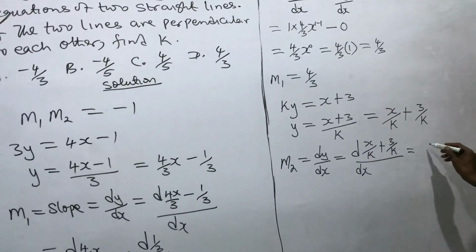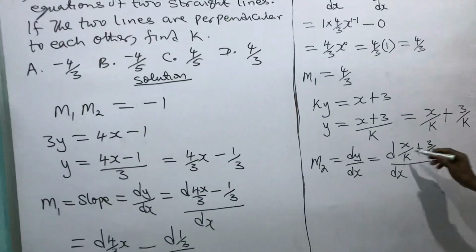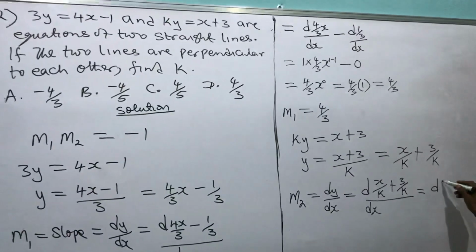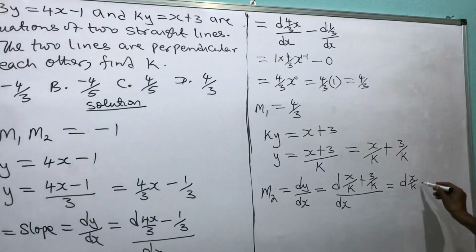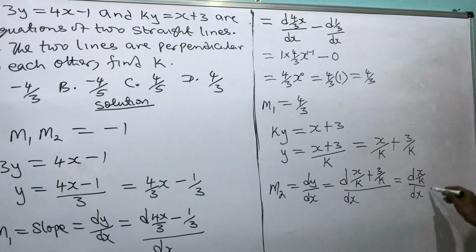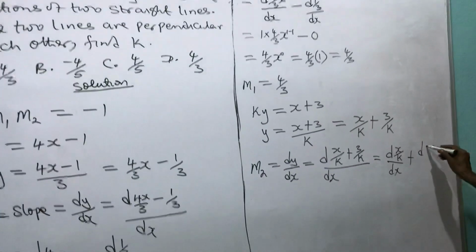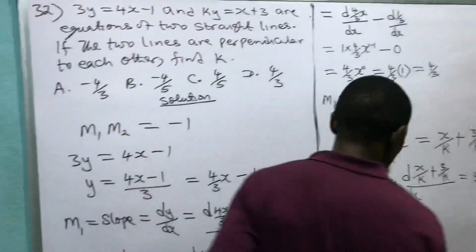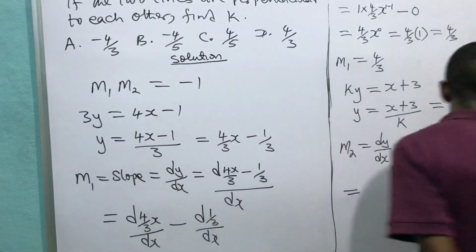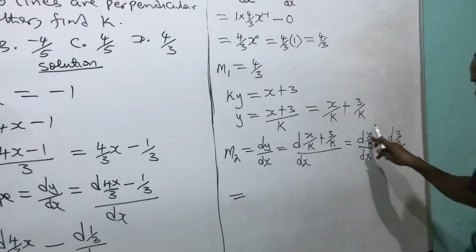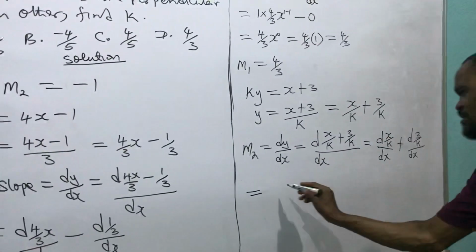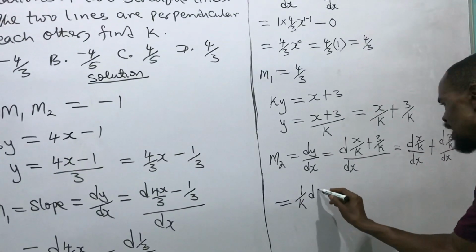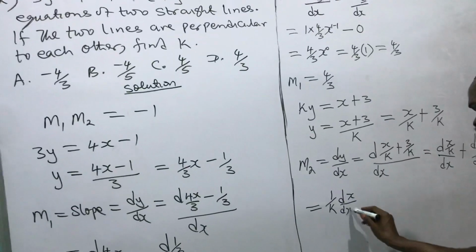I will have this to be the same thing as 1/k dx over dx plus d(3/k) over dx. Then what will I do? And this thing is the same thing. Look at it. This thing I write here contains x. Therefore, it's the same thing as bringing 1 over k out, differentiating x in respect to x. Are you getting what I'm saying now?